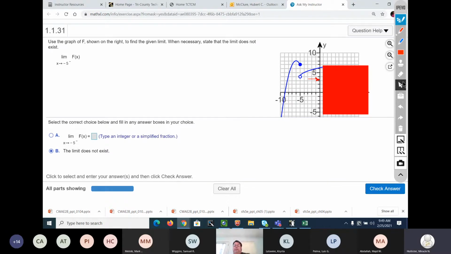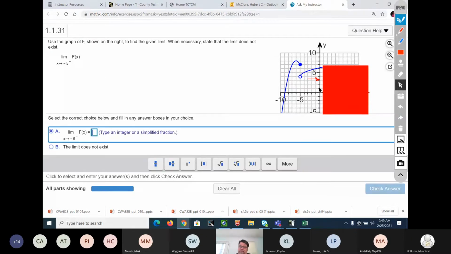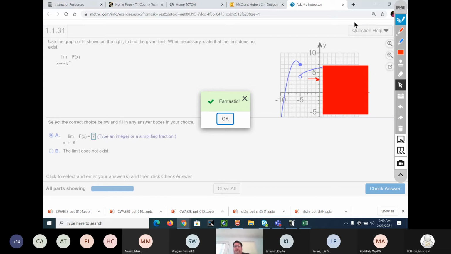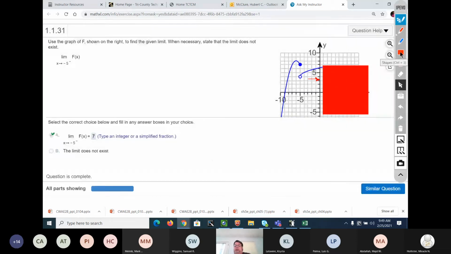Is it 6? It looks like, let's see, 987, yeah, 7. So the answer should be 7. That is a test question. The reason it's a test question is because I told you that I would ask you questions like this. Okay, there it is. Why am I covering up the right side of -5?